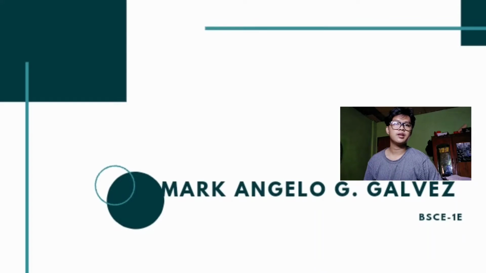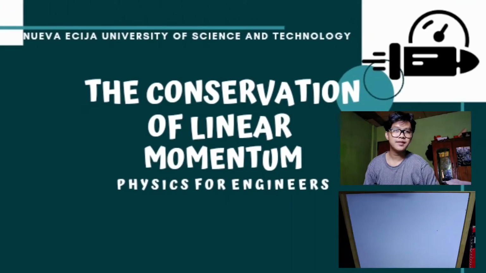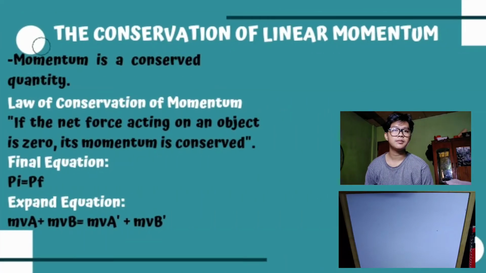Our lesson for today is all about conservation of linear momentum. So first, let us know what the conservation of linear momentum is. Momentum is a conserved quantity. We have a law of conservation of momentum. Note that if the net force acting on an object is zero, its momentum is conserved.